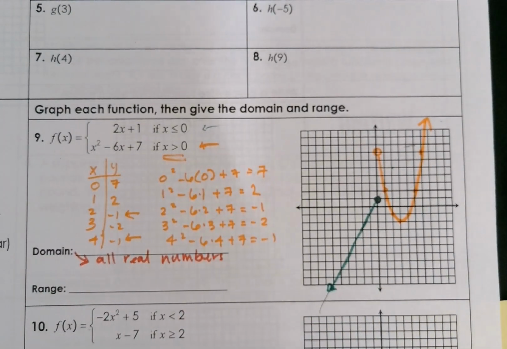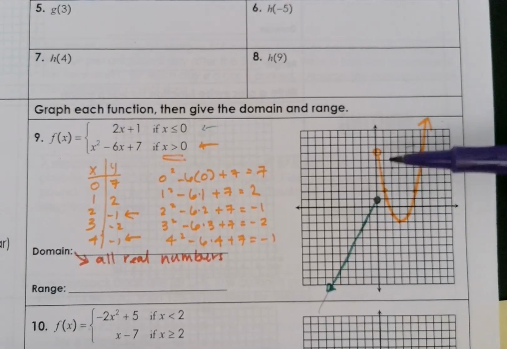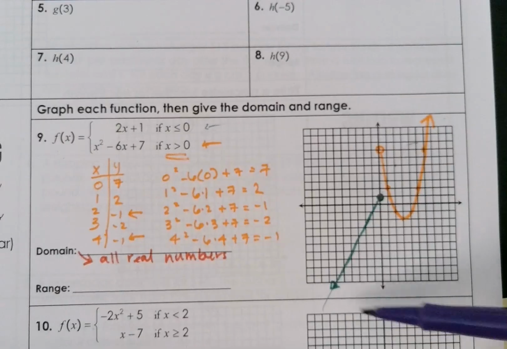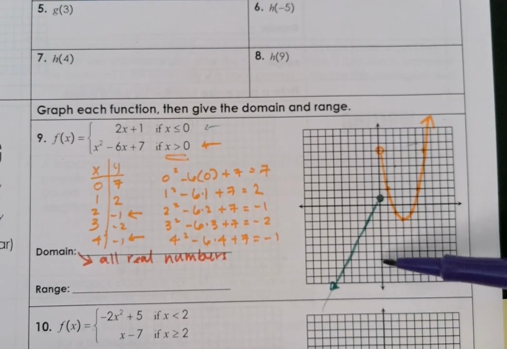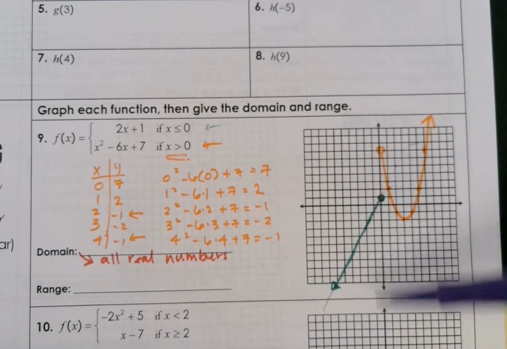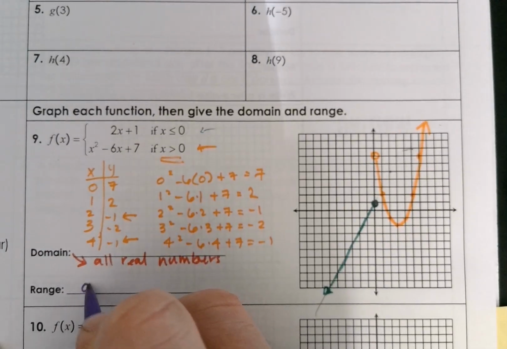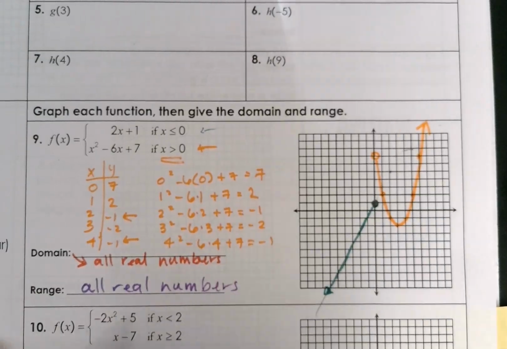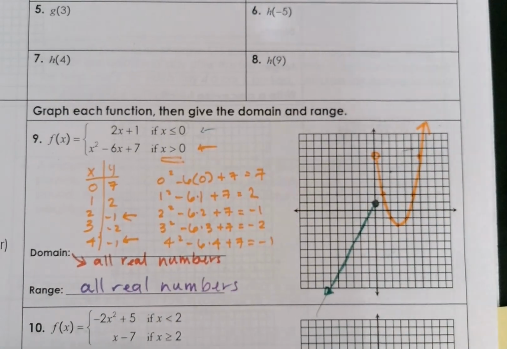And then our range asks the same thing. Are there any y values that are not part of this function? And the answer is no, because this goes down to negative infinity. The green line goes down to negative infinity. And our y values are all the way up to here where the orange line picks up. We've got some overlap here, and then this goes off to positive infinity. So when we're looking for all of the y values, we also have all real numbers. Right? That's not always going to be the case, but it is for this particular example.